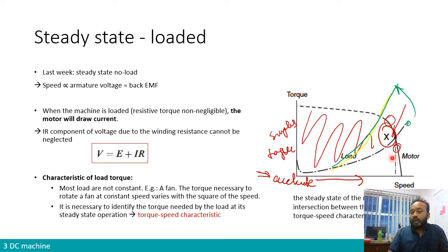So you need a machine whose torque-speed characteristic curve can cross the characteristic curve of the load. If the characteristic curve of your machine is smaller than the load, then it will operate at a lower speed, which might be smaller than the operating point that you wish for.